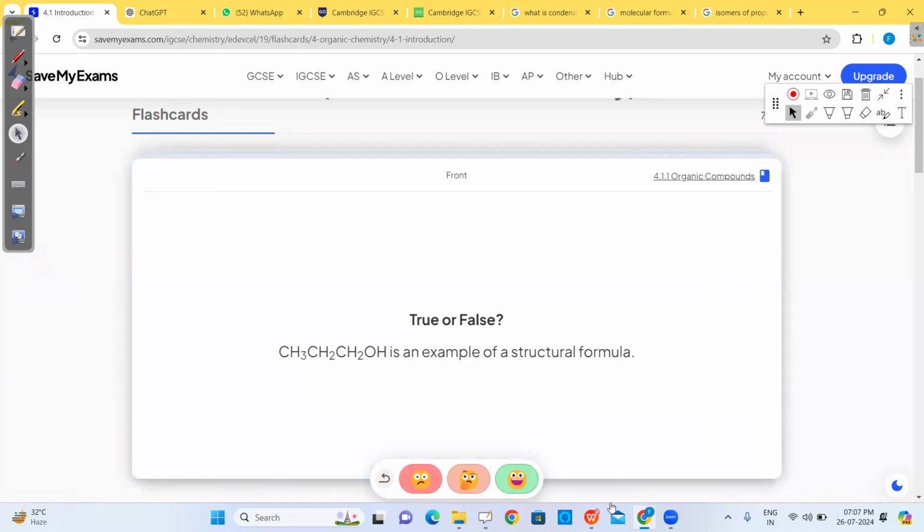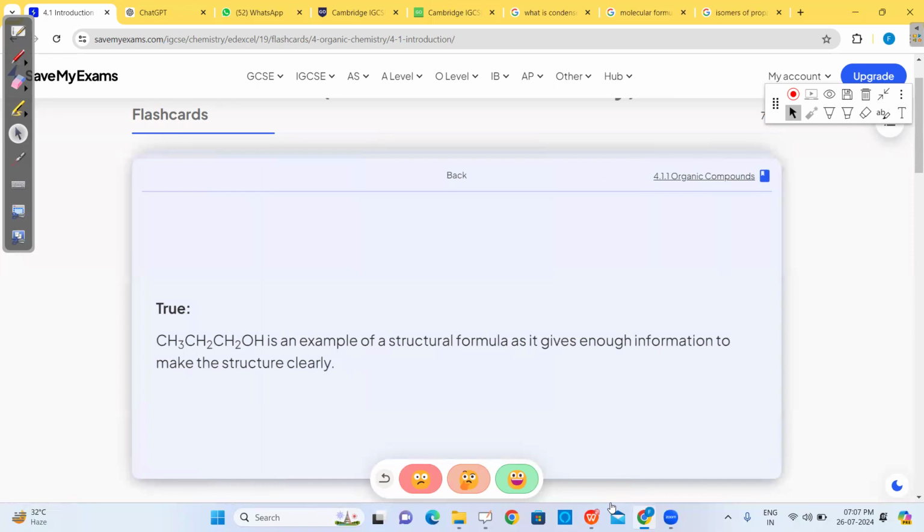Okay, so here you have CH3, CH2, CH2OH is an example of a structural formula. Is this an example of a structural formula? So let's see. Yes, it is an example of structural formula as it gives enough information to make the structure clearly.